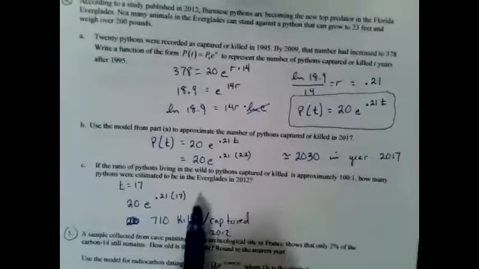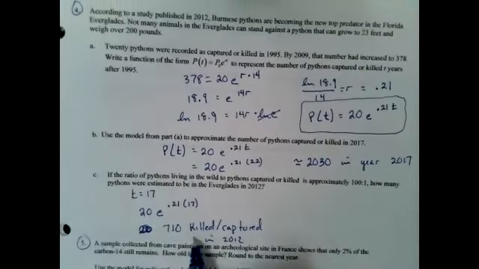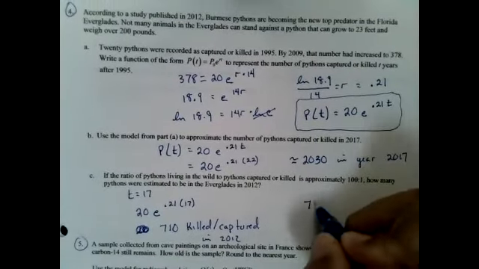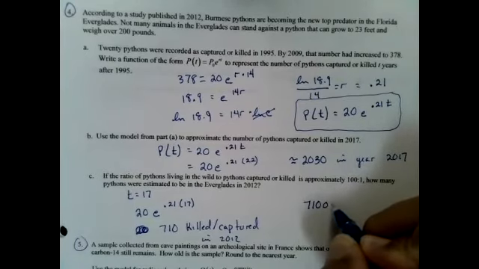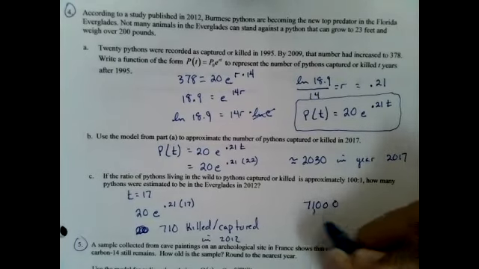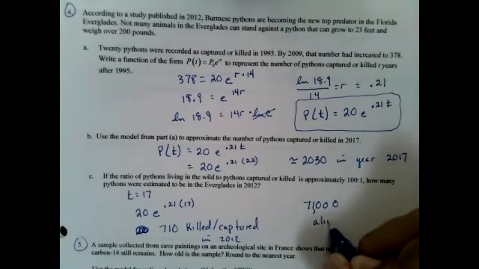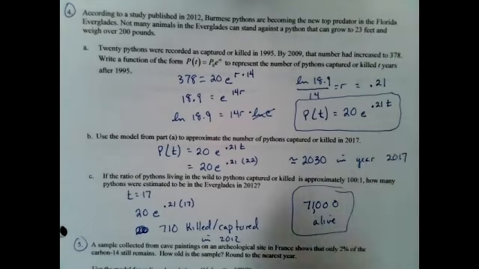But if it's a 100 to 1 ratio, that's 71,000 snakes alive in 2012.